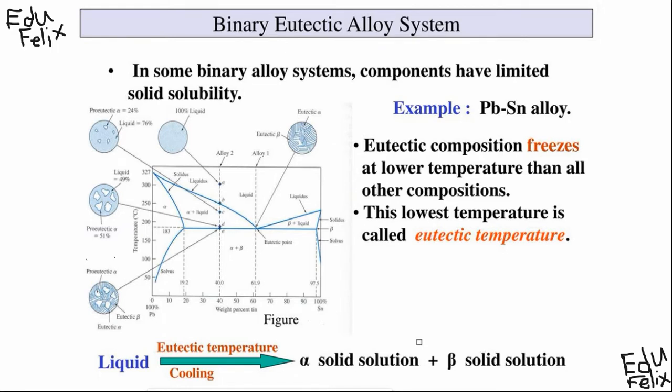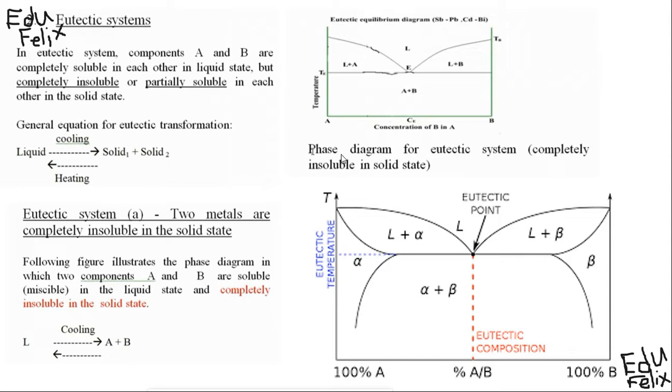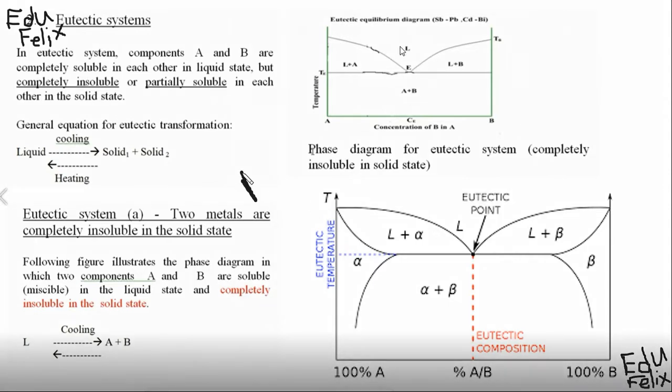So in between lead and tin, that is the difference, which is called binary eutectic. Here, this is the change: in between these two, you have another third system.